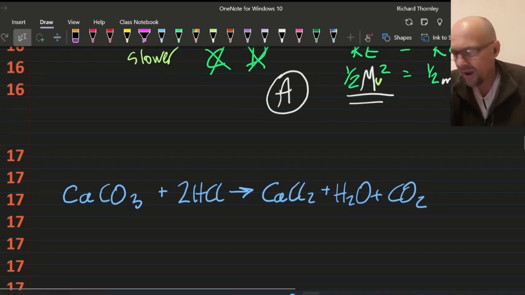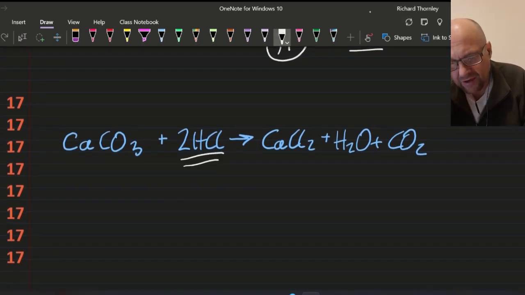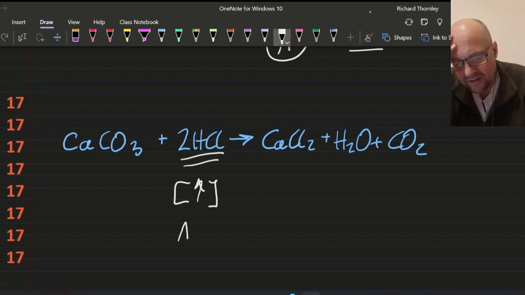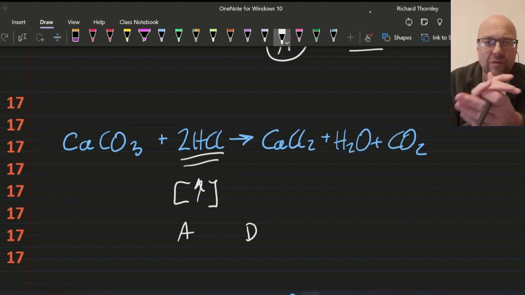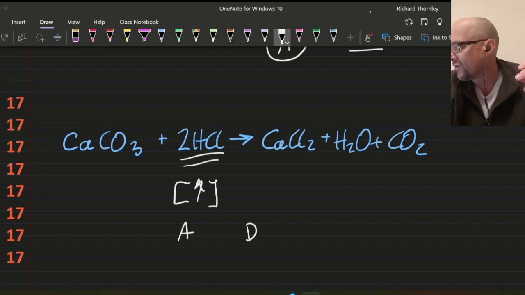Which has the greatest reaction rate? So the concentration of HCl, if the concentration's higher, that's going to make it go faster, more collisions per unit time. So it has to be A or D. And if I powder up the chalk, if I increase the surface area, then there's more surface for the acid to attack it on. So I want a high surface area, so that's going to be A, 17A. Yep.